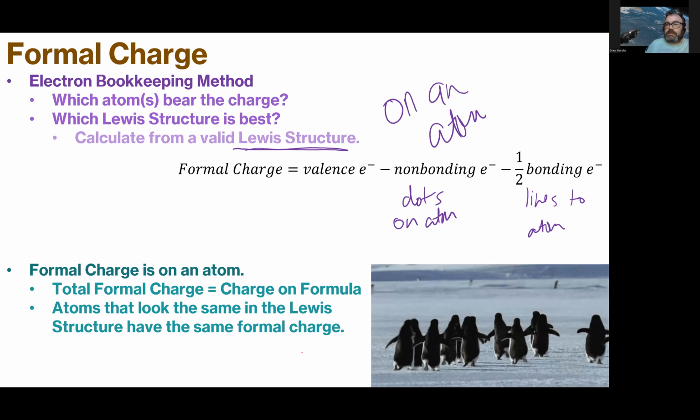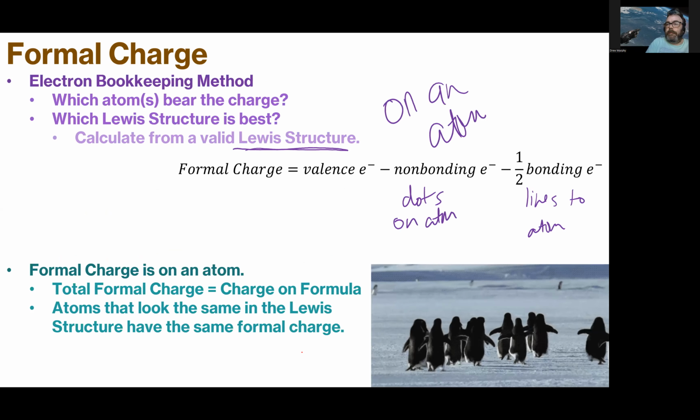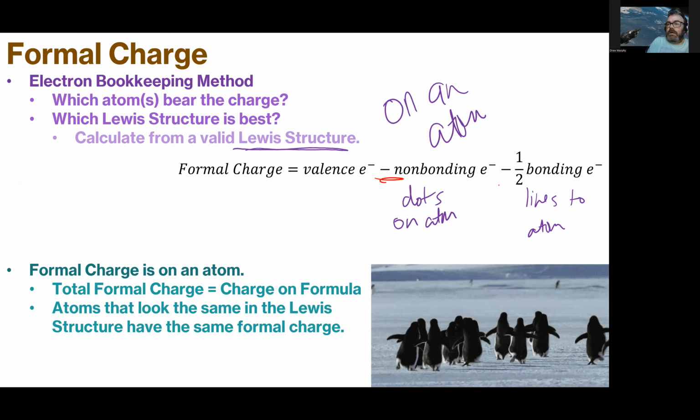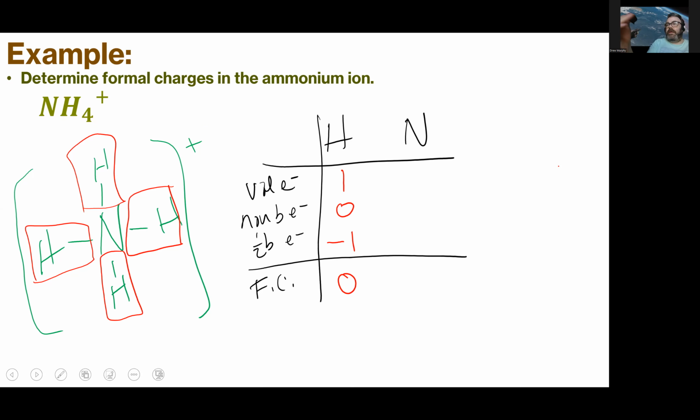Remember, our formula was saying valence electrons minus non-bonding minus a half. So everything we're counting here is going to be negative. As we do this for the nitrogen in the center, nitrogen starts with 5 valence electrons. There's no dots on this nitrogen. There's 4 lines that go to the nitrogen, so for nitrogen we're counting all of this. And there's 4 lines there. So 5 minus 4 is a positive 1.